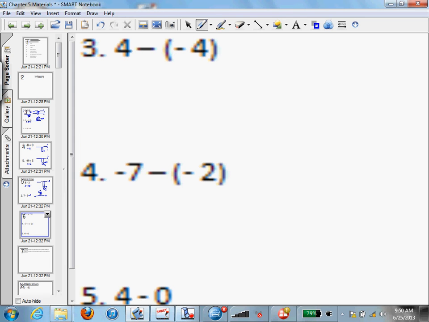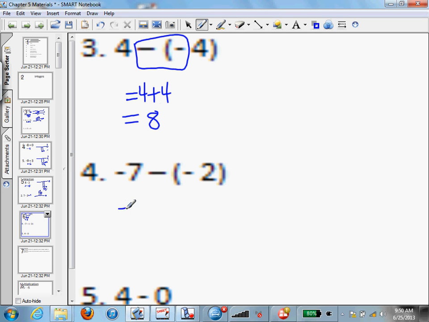Okay, with number 3, there are some rules you'll need to familiarize yourself with. This right here is like saying a negative times a negative, which you're going to learn about later in multiplication with signs, but this is really saying 4 minus a negative 4. And what happens with these two negatives is they turn out to be a positive.